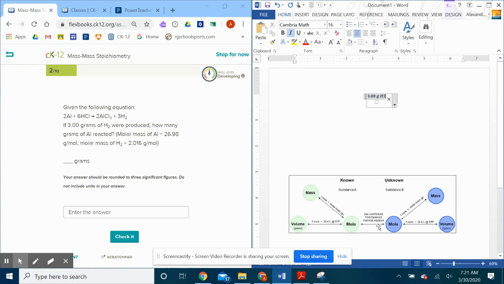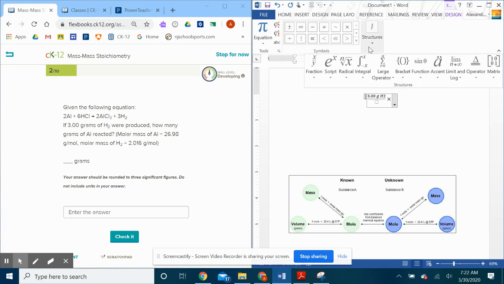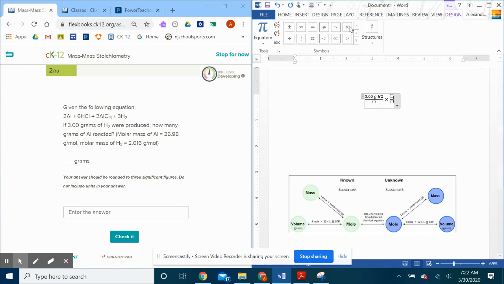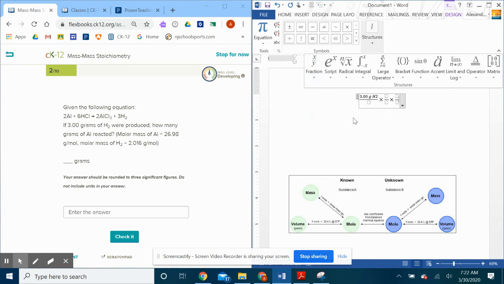If we look at our chart here, we need to convert from the mass of our known, so the mass of our hydrogen, to the mass of our aluminum, which is our unknown, because that's what we're trying to figure out. So in order to get from the mass of the known to the mass of the unknown, we need to have 4 different fractions. It takes 4 steps here. So let's go ahead and put those fractions in. So 1, 2, 3, and we need one more.